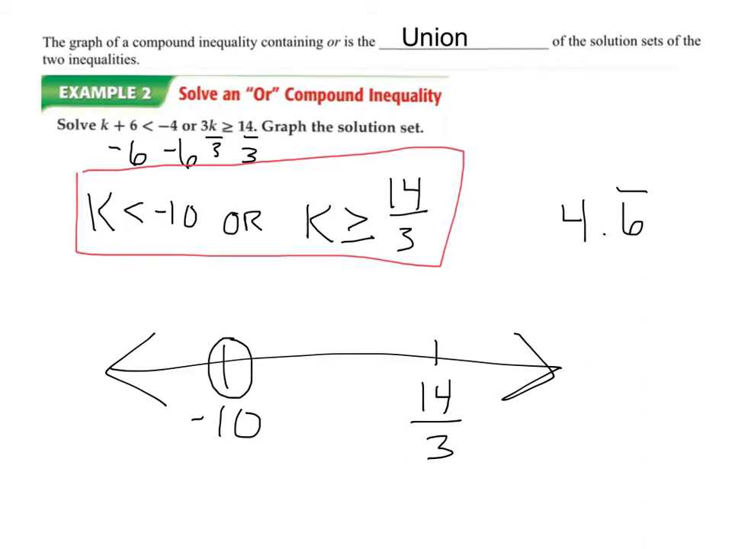We know we're going to have an open circle on negative 10, and that we're going to shade to the left. Now, since we're not looking for what they have in common, I'm just going to go ahead and shade directly on my line because it doesn't matter what they have in common anymore. So on this one, k is greater than or equal to 14 over 3. We know it's going to be a closed circle, and we also know we're going to shade to the right.